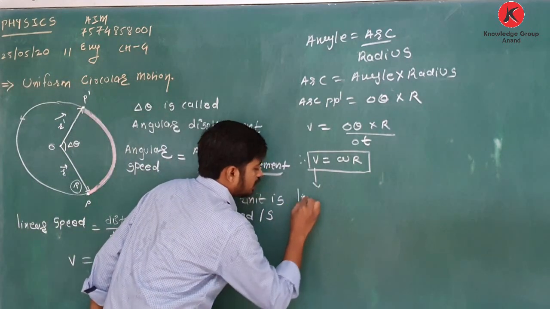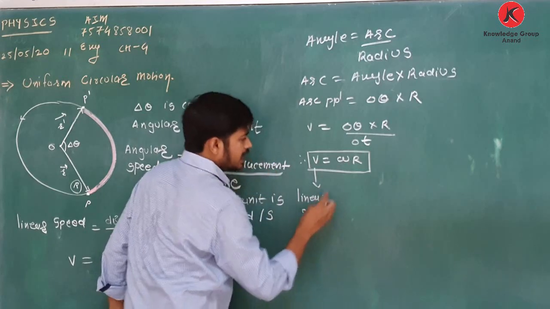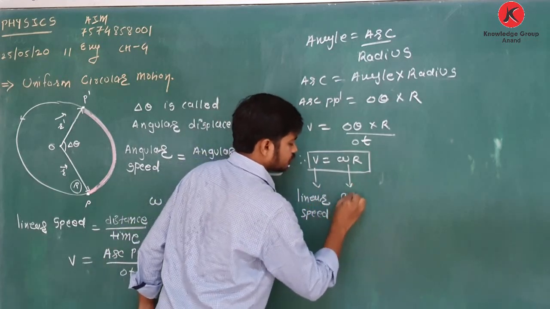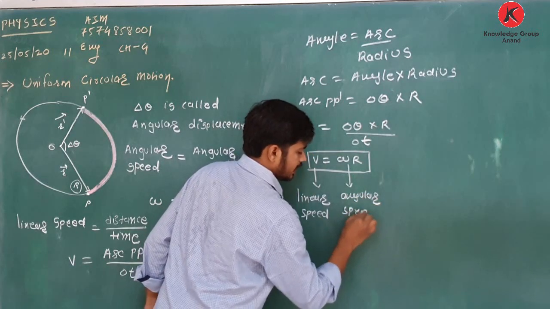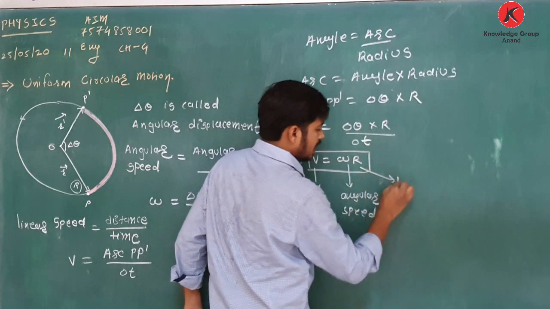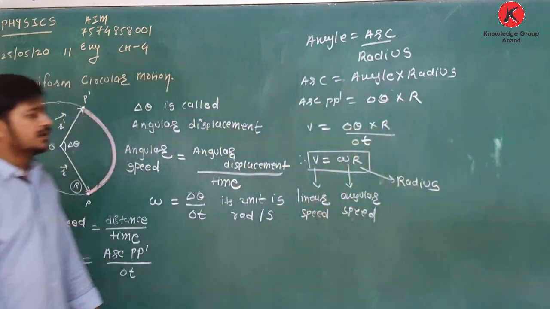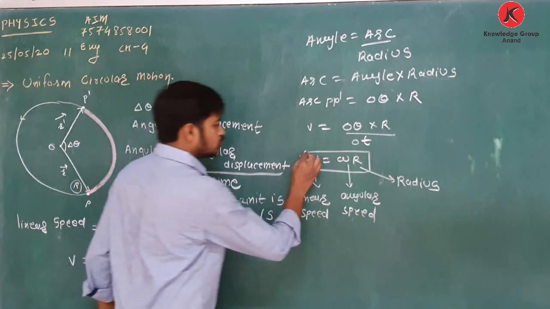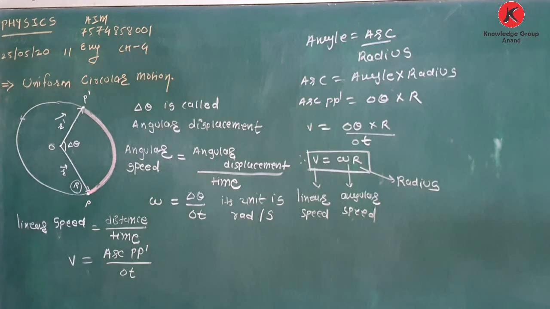V is called linear speed. Omega is called angular speed. And this r is called radius. So yes, you have to remember this equation. Okay, so yes, it is a totally new concept for you.